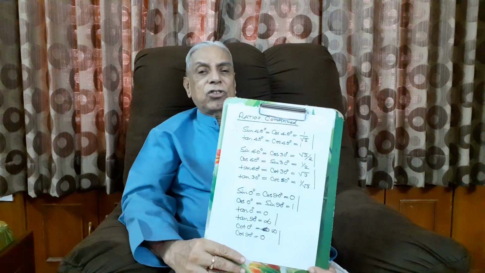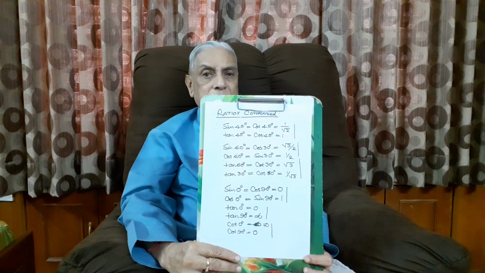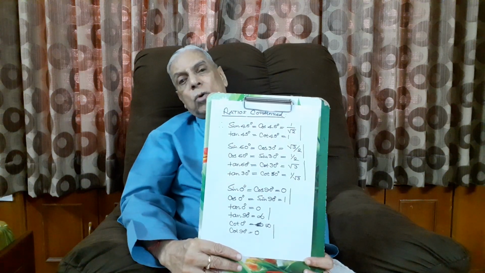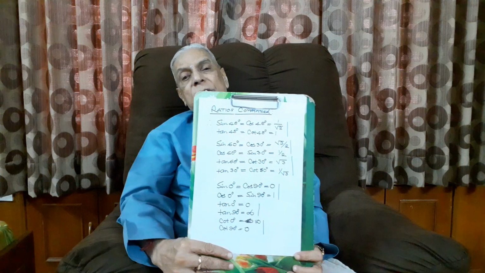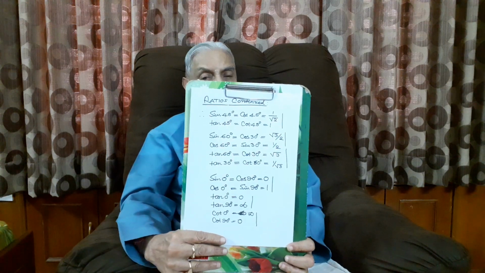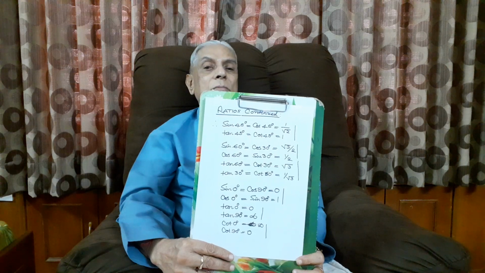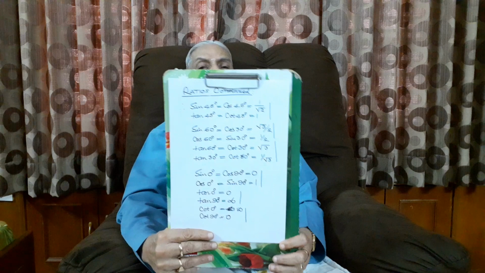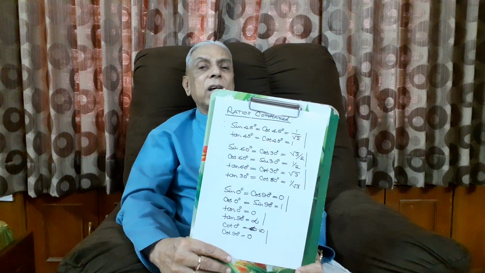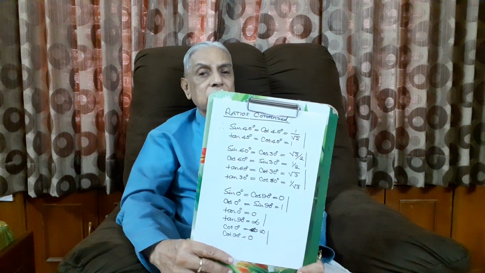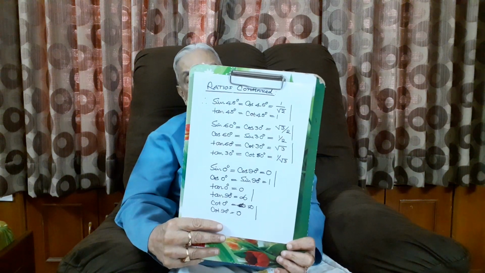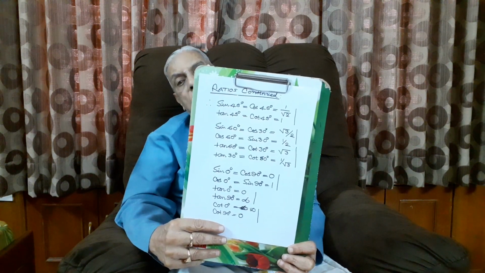Next one. What is the value of sin 60? Sin 60 is √3/2. Cos 30 is √3/2. Therefore I can equate sin 60 with cos 30. Sin 60 is equal to cos 30, that is equal to √3/2. Similarly, I take cos 60. What is the value of cos 60? Half. Sin 30 is also half. Equate it. So cos 60 is equal to sin 30 degrees, that is equal to half.